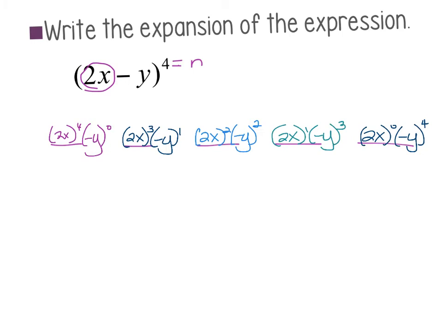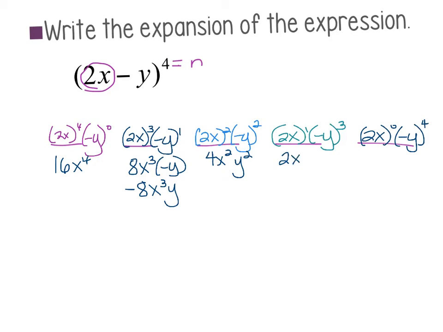With me so far? So then 2x to the 4th is 2 to the 4th, x to the 4th. So this is 16x to the 4th. Negative y to the 0 is 1. 2x to the 3rd is 8x to the 3rd times negative y. So this is negative 8x to the 3rd y. 2x to the 2nd is 4x to the 2nd. Negative y squared is y squared. 2x to the 1st is 2x. Negative y to the 3rd, so this is negative 2xy to the 3rd. And 2x to the 0 is 1. Negative y to the 4th is y to the 4th. So I'm going to leave a space for the coefficient, but I can already fill in part of this.